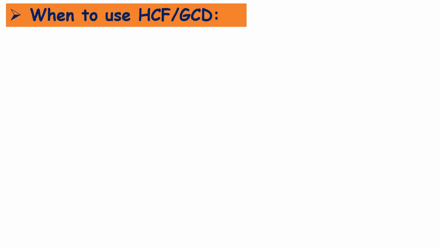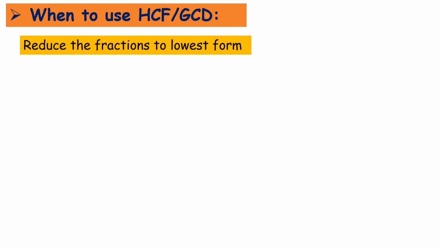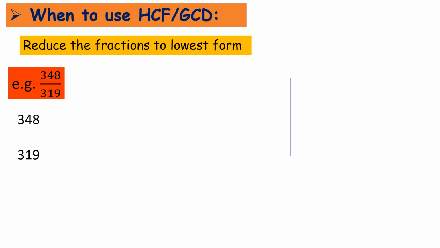When to use HCF or GCD? When we want to reduce a fraction to its lowest form. For example, say 348 upon 319. We are supposed to reduce this fraction to its lowest form. How do you do it? What we do basically is we find the HCF of these numbers, that is 348 and 319, separately.